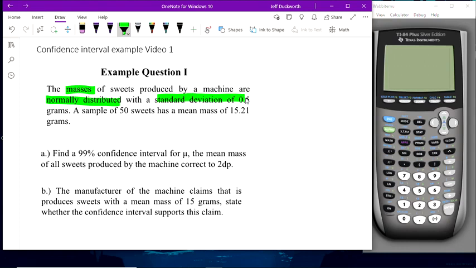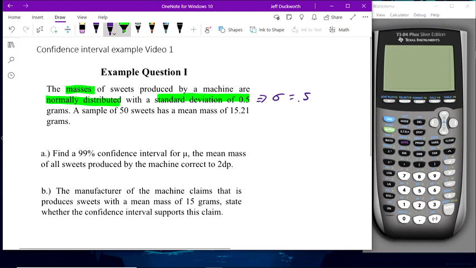The standard deviation of 0.5. So this part here, this means that sigma is 0.5. How they reference it is just all masses will have a standard deviation of 0.5 when created with this machine. It's not telling us anything about the sample standard deviation. We don't know S. We don't need S. If we have sigma, that's better.